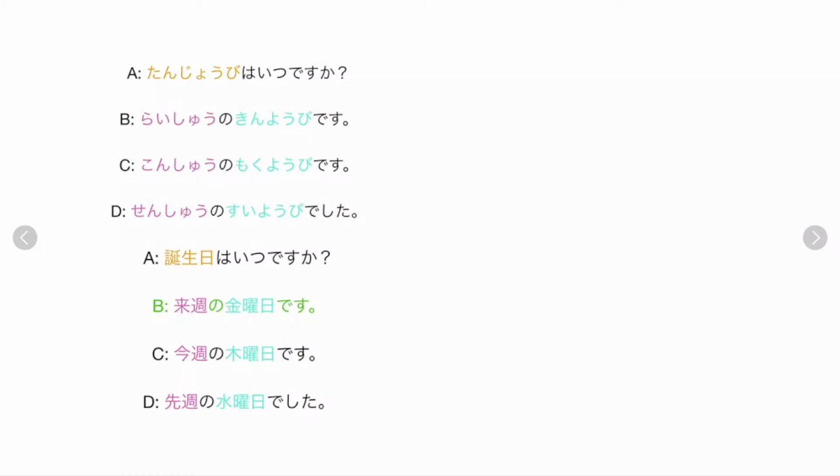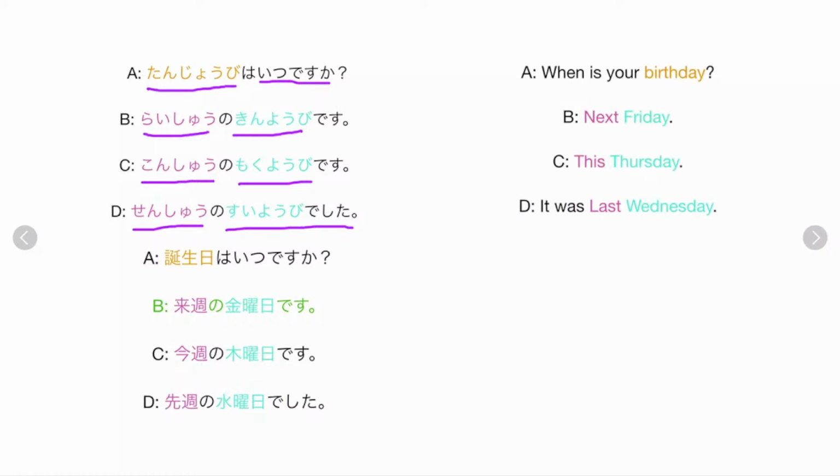So here are 4 people talking about the same thing. A asks a question, and then B, C, and D all respond to A. So A asks, Tanjobi wa itsu desu ka? When is your birthday? B says, Raishu no kinyobi desu. Next week on Friday. C says, Konshu no mokuyobi desu. This week on Thursday. And D says, Senshu no suiyobi deshita. Last week on Wednesday. It was last week on Wednesday. There you go.